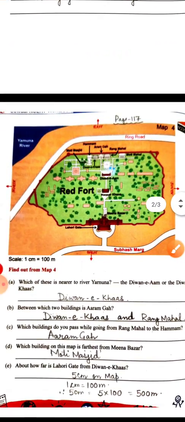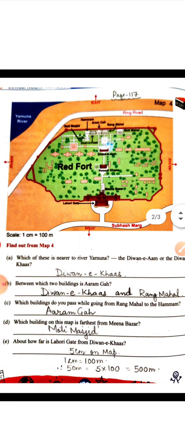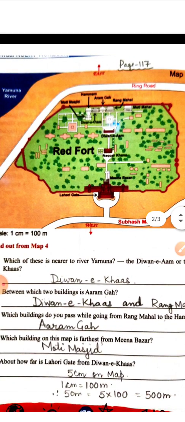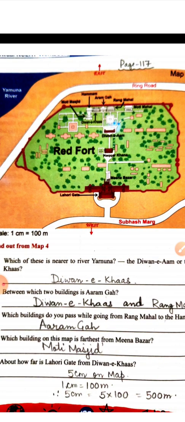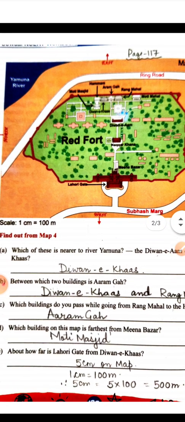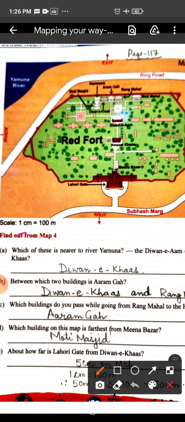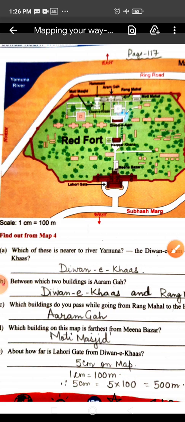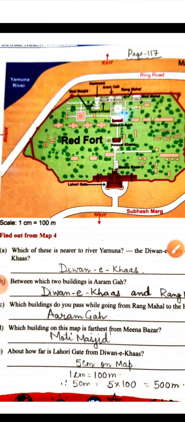Now, let us see the second map. This map is given in your book on page number 117. This is a map of the area of the Red Fort. And children, the scale is given here: 1 centimeter is equal to 100 meter. On the basis of this map, you have to answer these questions. Which of these is nearer to river Yamuna, the Diwane Aam or Diwane Khas?